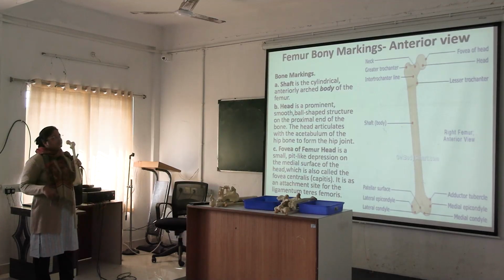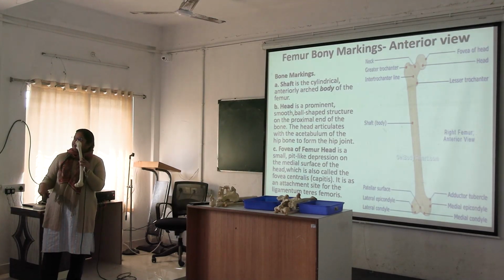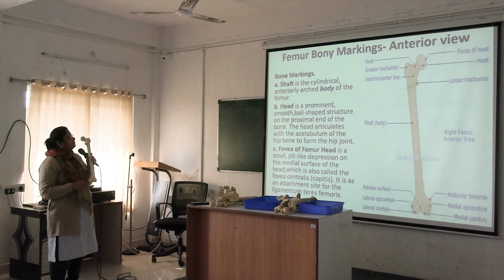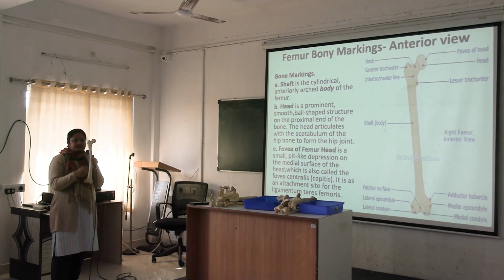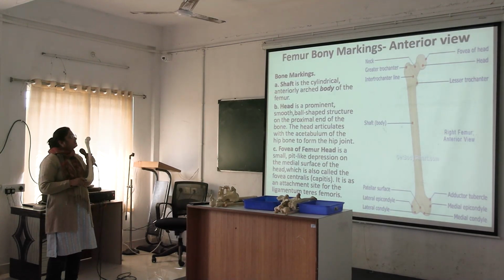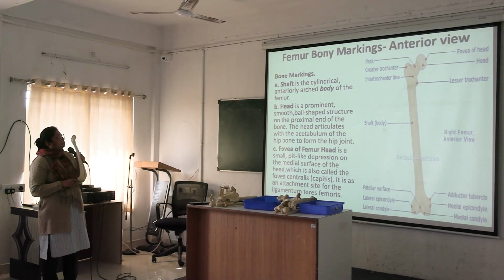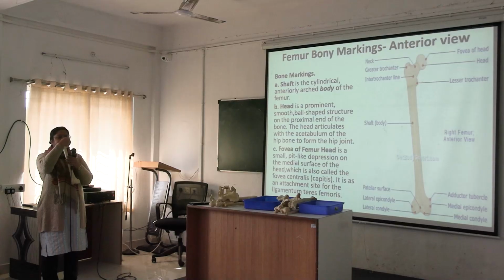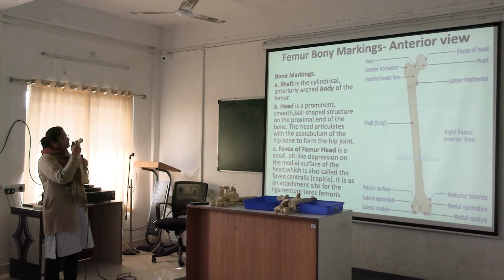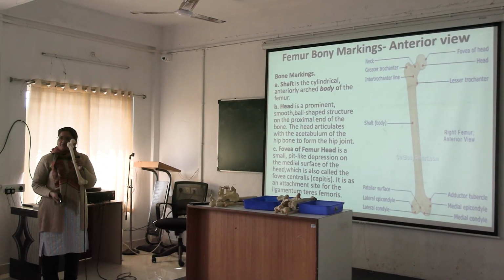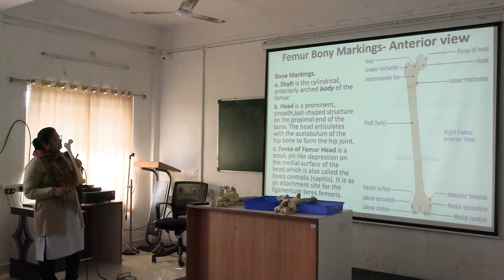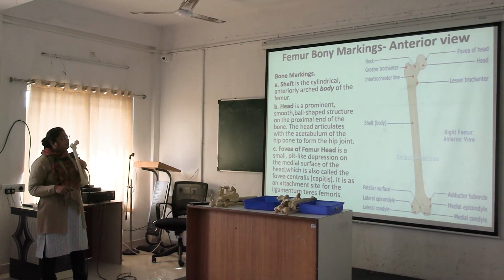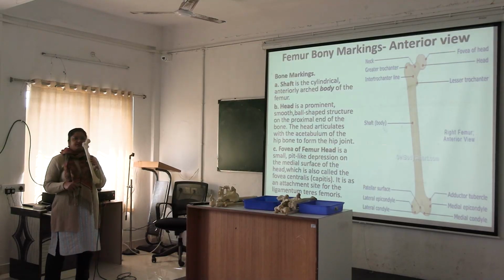Okay, so we will discuss the bony markings first, along with their attachments. First, we will see the shaft. This is the cylindrical shaft. It is arched anteriorly; the body of the femur is arched anteriorly. The head is prominent. See, this is the head. The head is a prominent, smooth, ball-shaped structure on the proximal end of the bone, and the head articulates with the acetabulum of the hip bone to form the hip joint.